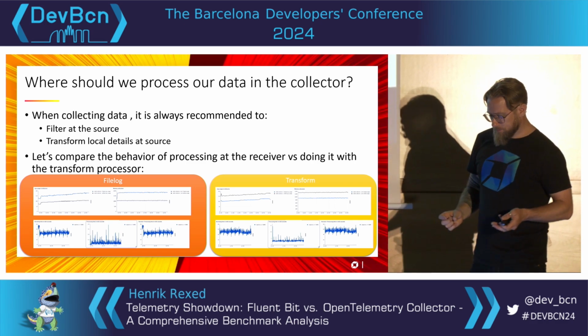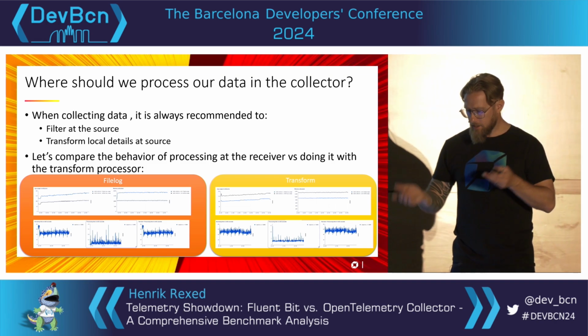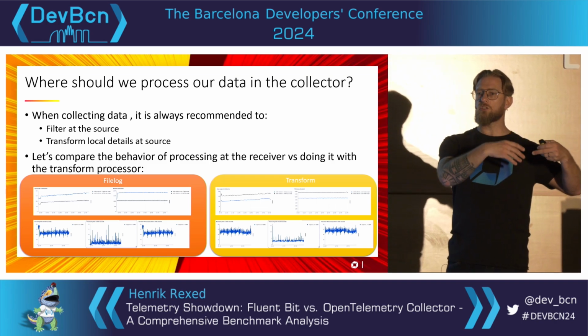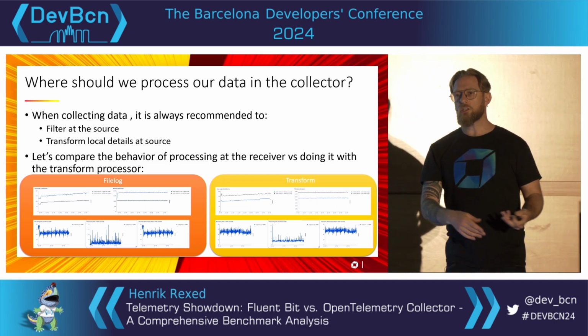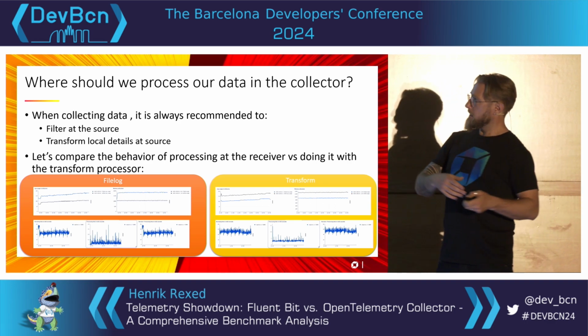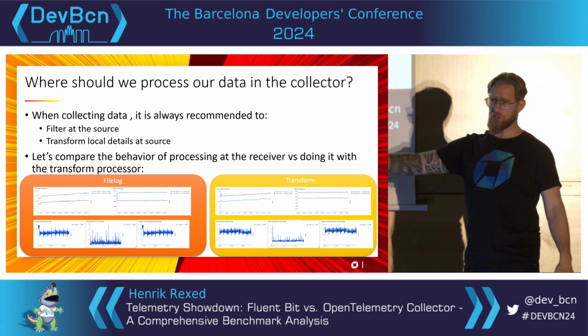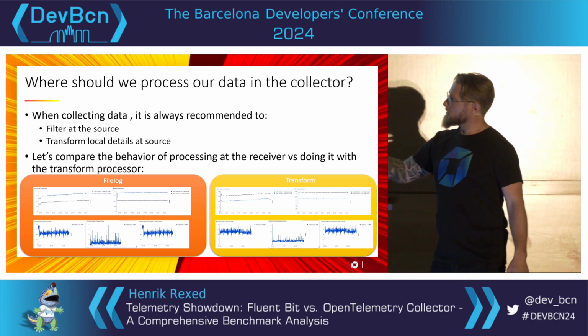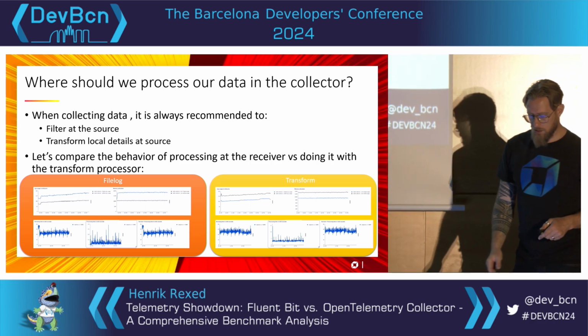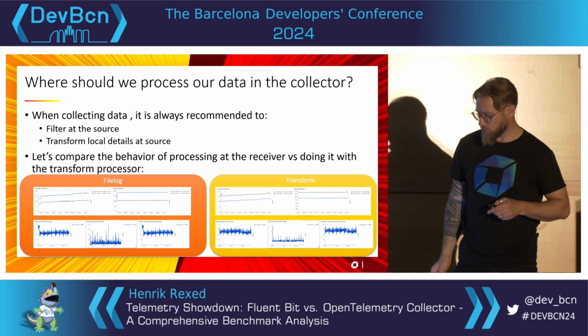So here, I have one pipeline, like I said, where I'm doing some processing and filtering with the filelog receiver. And the other one is doing mainly everything in the transform processor, so parsing, enriching, and so on. So on the left, it's the filelog, and on the right, it's transform.